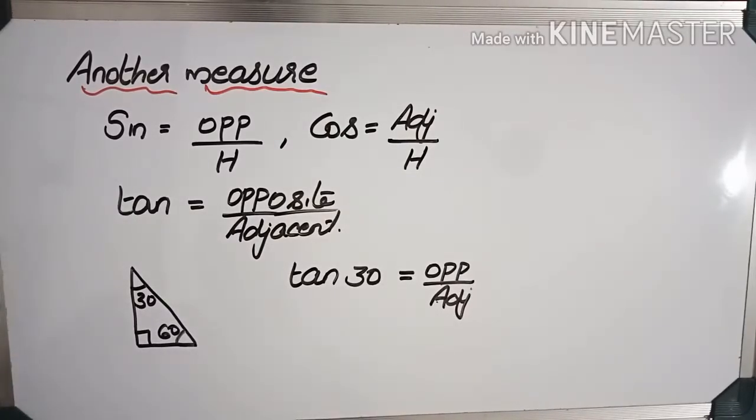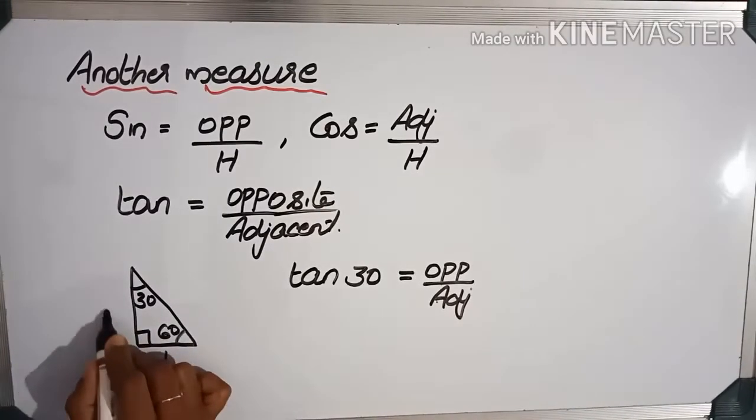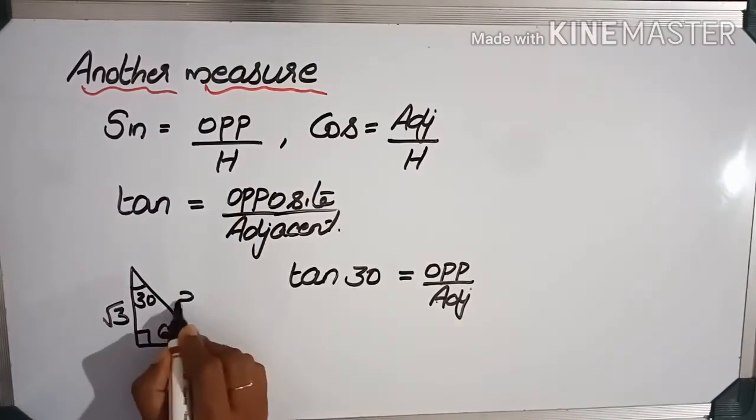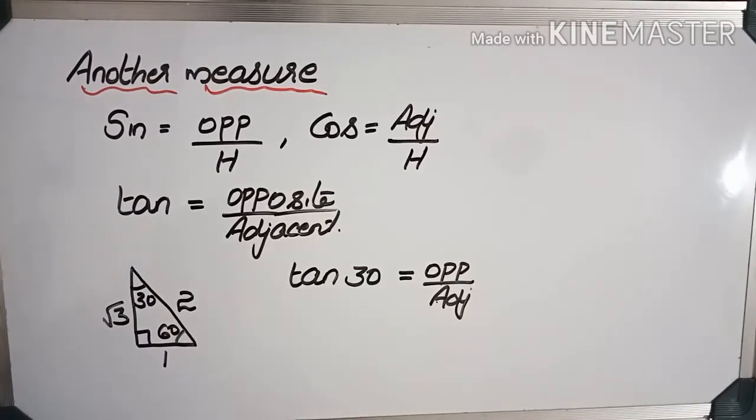We already know the 30, 60, 90 degree ratio concept. It is 1 is to root 3 is to 2. That is, 30 opposite 1, 60 opposite root 3, 90 opposite 2. That we already know. Now from this we can write tan 30, tan 60, and tan 90.